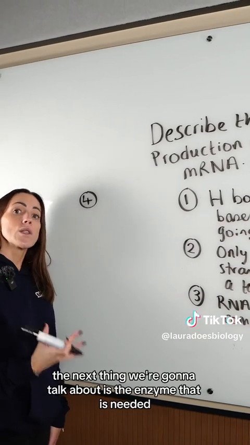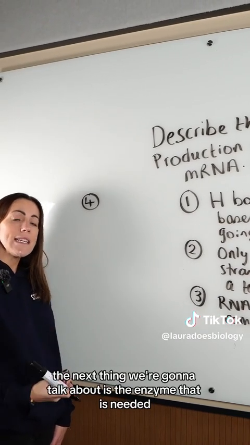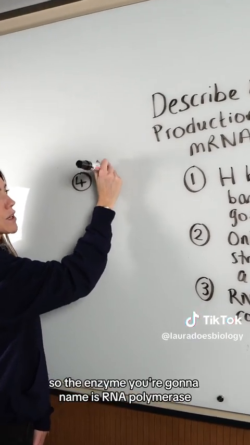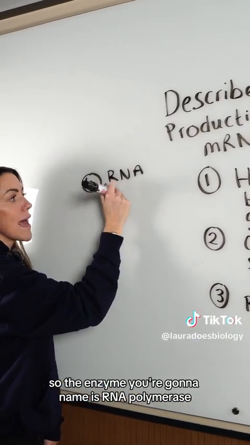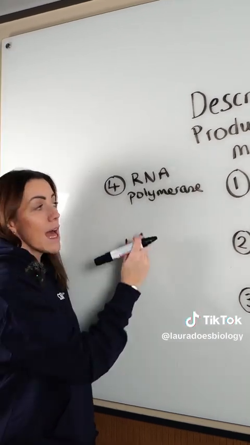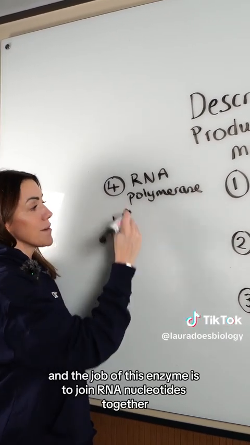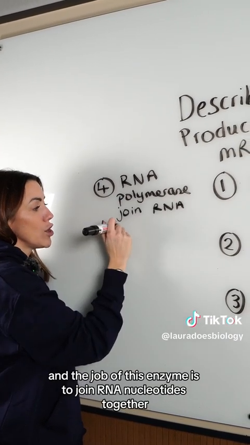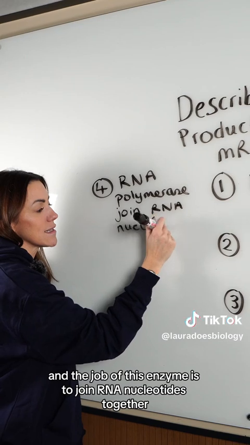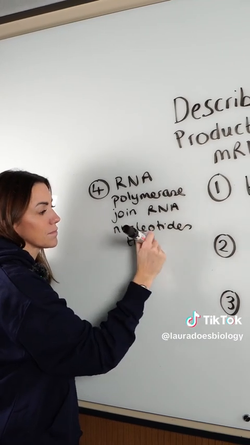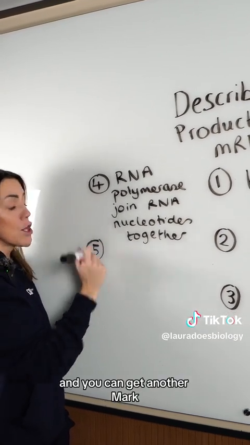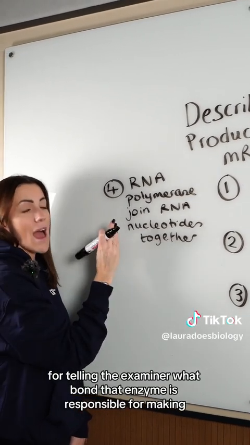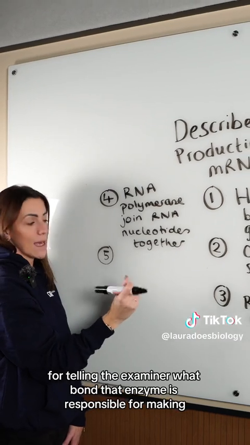The next thing we're going to talk about is the enzyme that is needed for the process of transcription. So the enzyme you're going to name is RNA polymerase, and the job of this enzyme is to join RNA nucleotides together. And you can get another mark for telling the examiner what bond that enzyme is responsible for making.